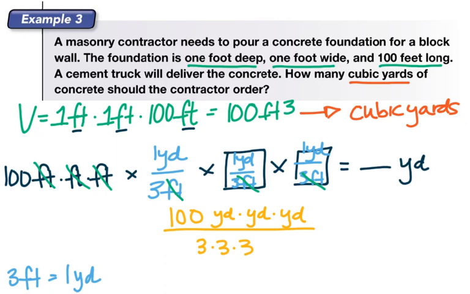So now I have to look and see that I have 100 yards cubed over 27. And when I divide that out, I see that my final answer could be 3.7 yards cubed. Okay, pause and go do practice D and then come back.